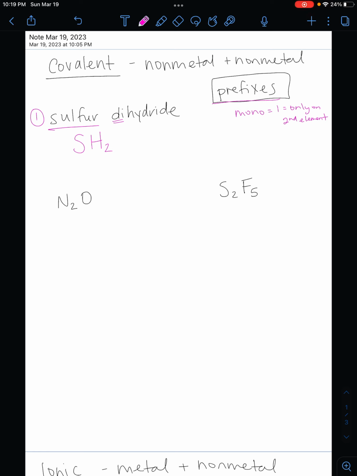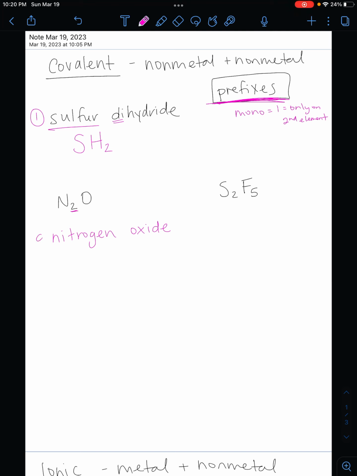Okay, if I wanna write out the name, I just have to remember what my prefixes are. So again, I can just always start by naming. So this is nitrogen, and then I have oxygen. Remember, we always change the ending to "ide." So I'm just gonna put nitrogen oxide. But then remember, this is covalent, so I have to have prefixes. So I'm gonna go back and put in my prefixes.